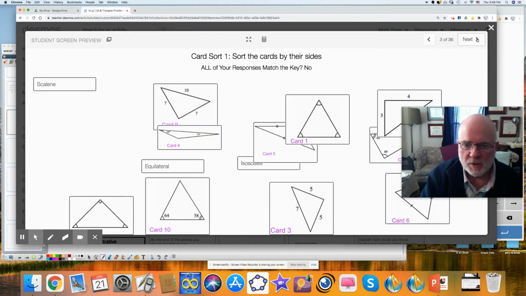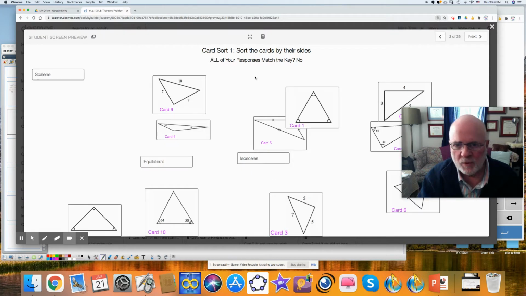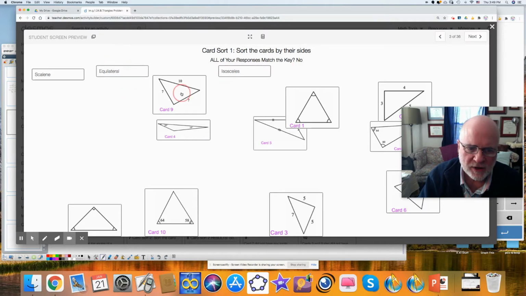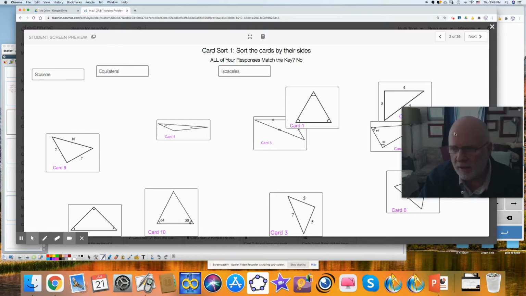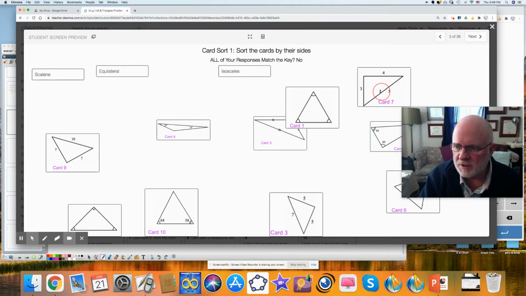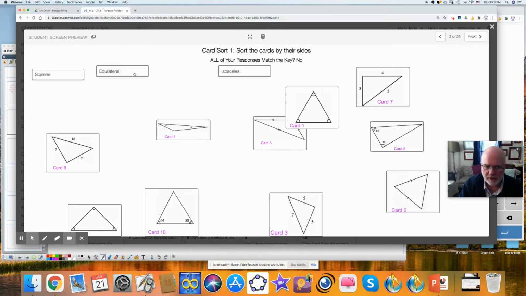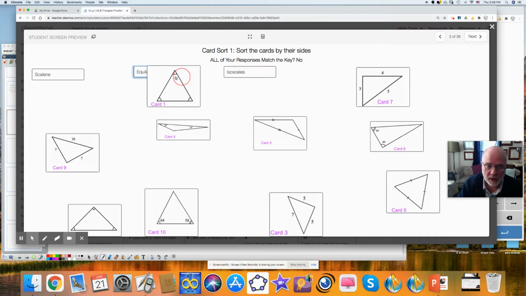And the first thing we're going to do is a card sort. In this card sort, we'll first sort things by their sides. Card sorting by classifying triangles is not a 10th grade or 9th grade Common Core standard. It's from an earlier grade, but the questions that I've asked today are for the 10th grade and 9th grade. They make it a little bit more challenging, and you'll see that as we go along.